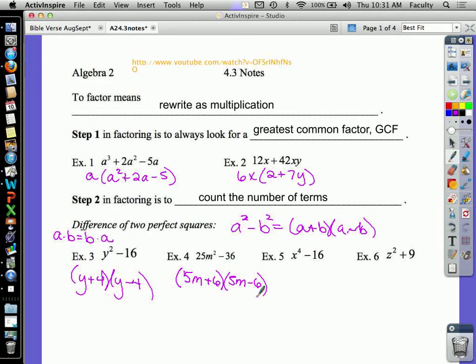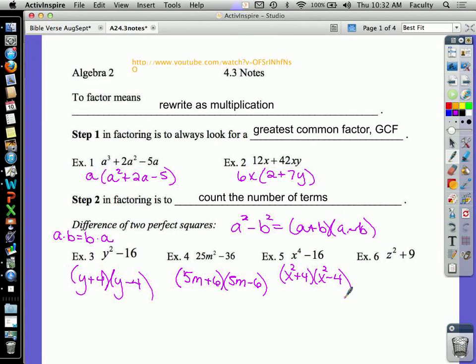So, Andrew, what we're doing is we're finding the square root. Okay? So, 5m times 5m gives you 25m squared. 6 times 6 is your 36. Okay? All right. Carmel, do you want to try example 5? X to the 4th minus 16. Is it x squared plus 4 times x squared minus 4? Excellent. Good job. Okay. X squared plus 4 times x squared minus 4.